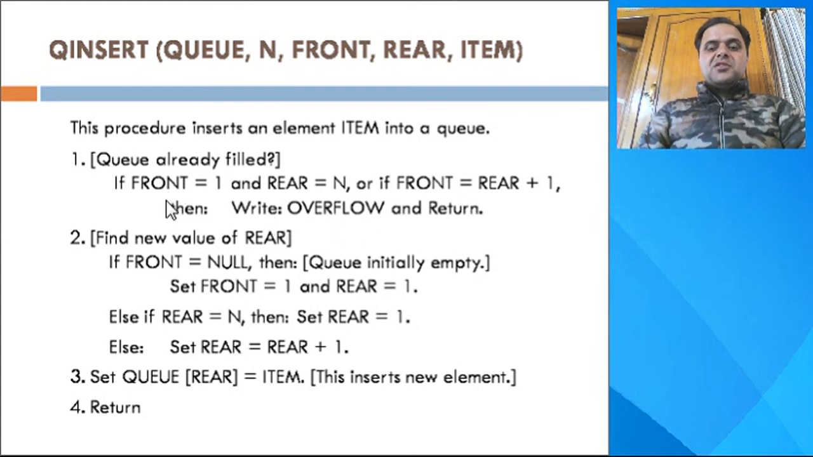If the first condition is not true, then if front equal to null, it means our queue is empty. So we will set front equal to 1 and rear equal to 1. Else, if rear is at n, so rear is at the last point, then we set rear equal to 1, or in the normal condition, we will set rear equal to rear plus 1. Next, at this rear pointer, we will insert the value, that is Q[rear] equal to item. This inserts the new element and returns. So this is how we can insert an element in a queue.